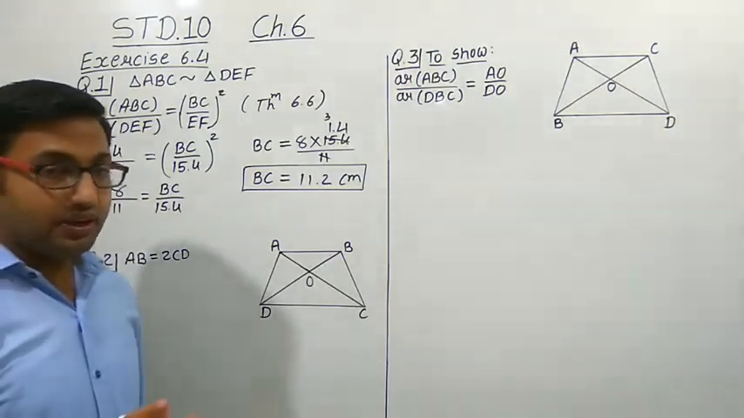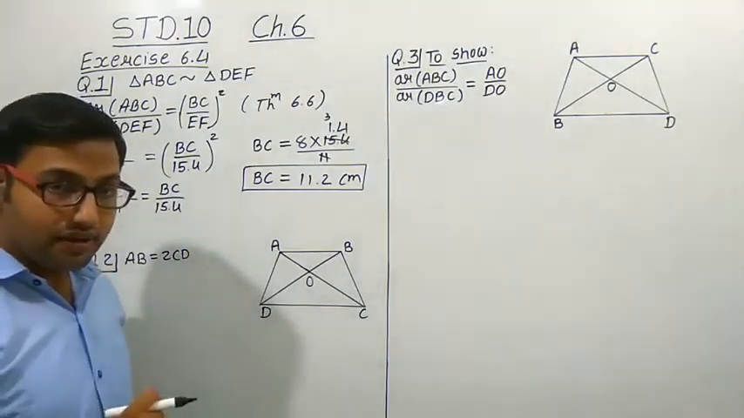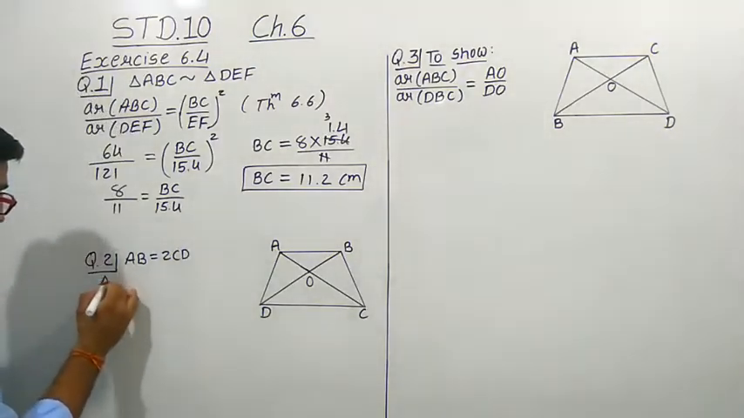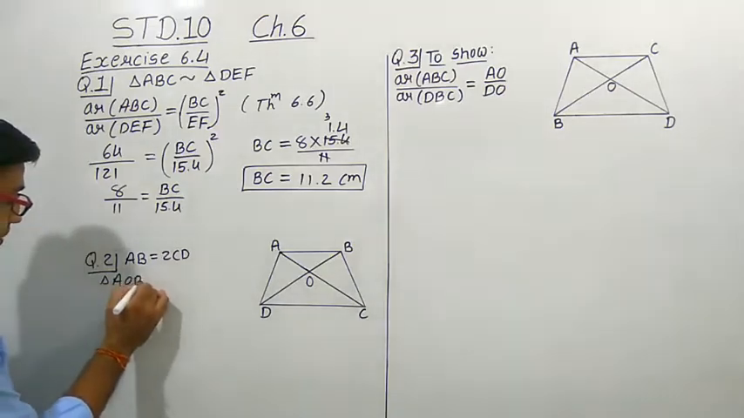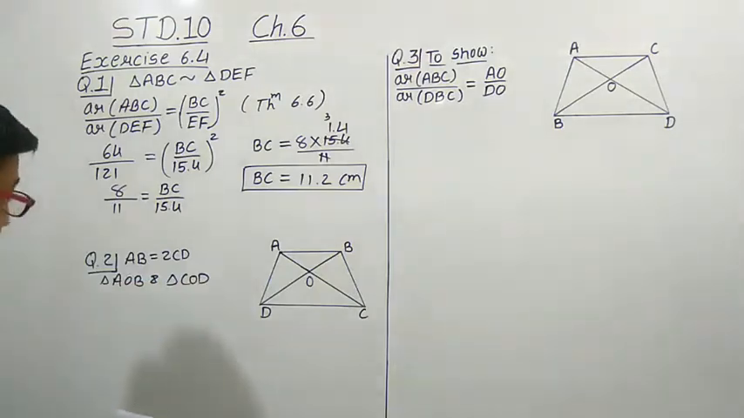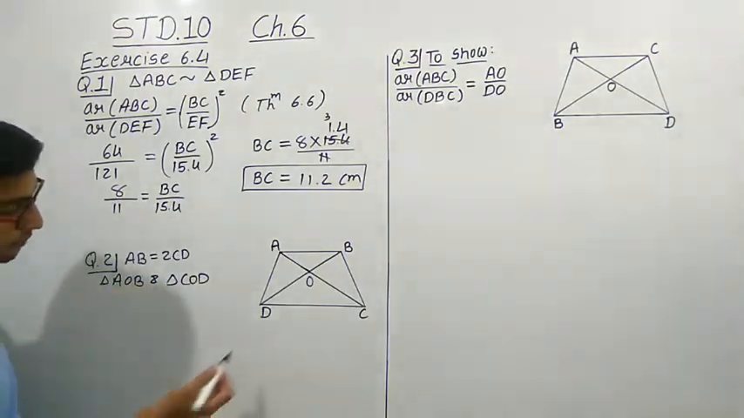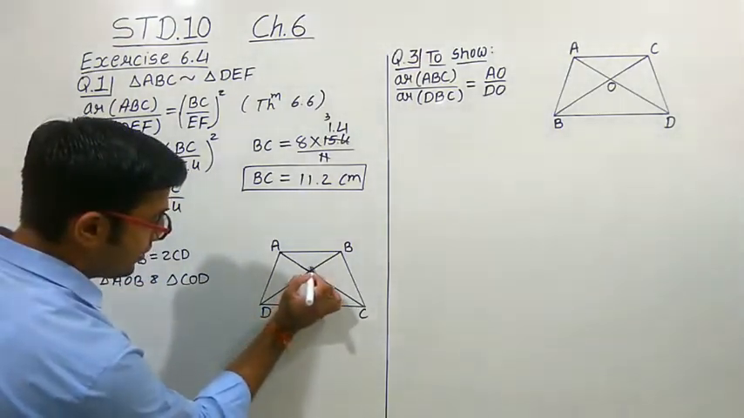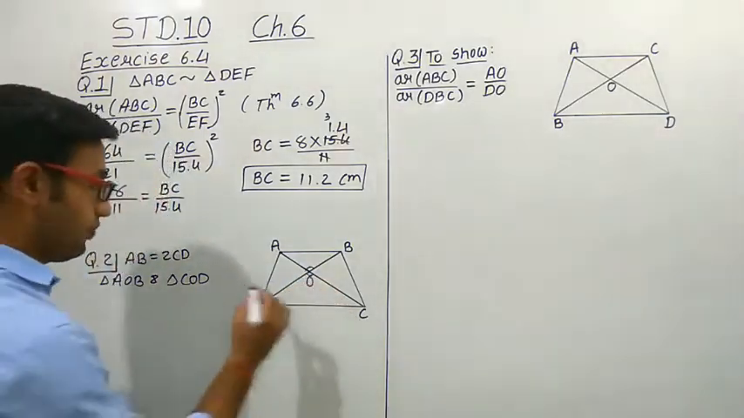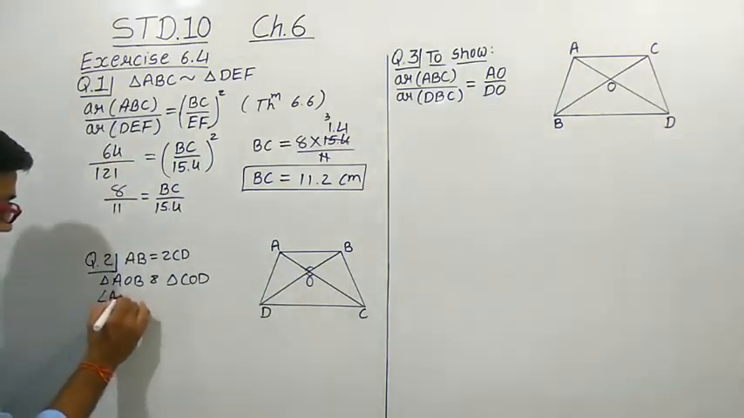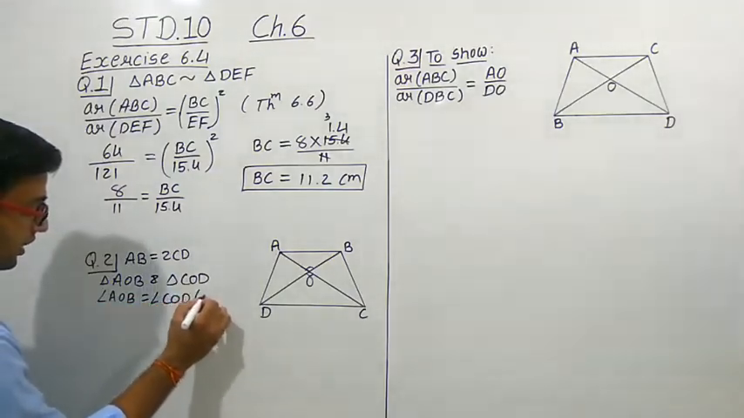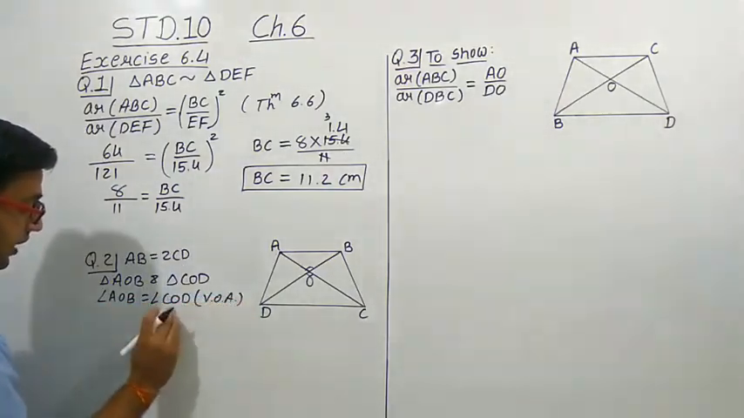Okay. So now consider both these triangles. Can we prove that these two triangles are similar? Yes, we can prove that the two triangles are similar. So let us consider triangle AOB and triangle COD. In both these triangles, one of the angles, this and this, are vertically opposite angles. So we can write one of the conditions, that is angle AOB is equal to angle COD. This we can write according to the vertically opposite angles.